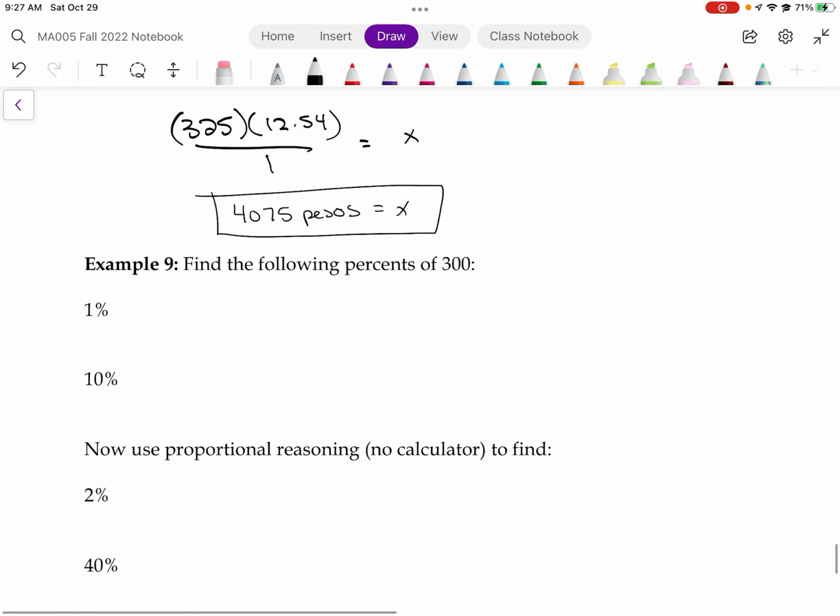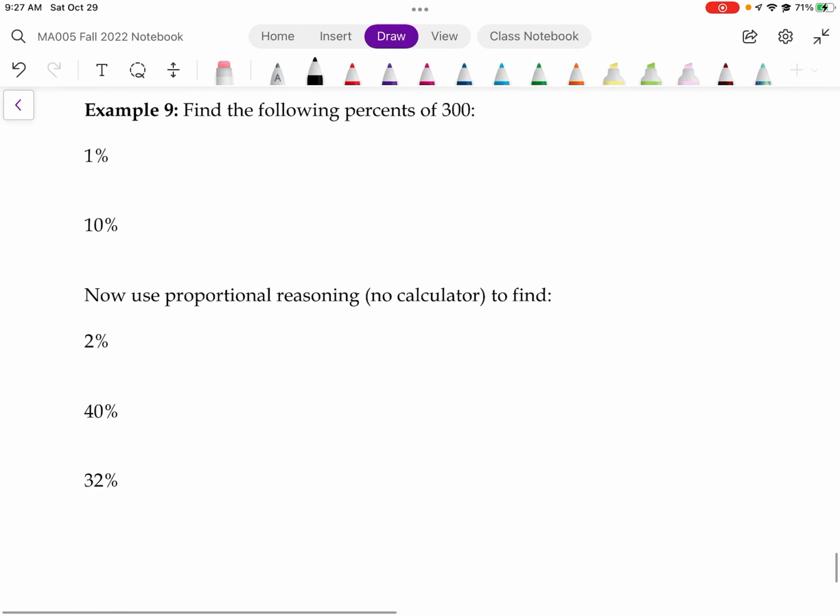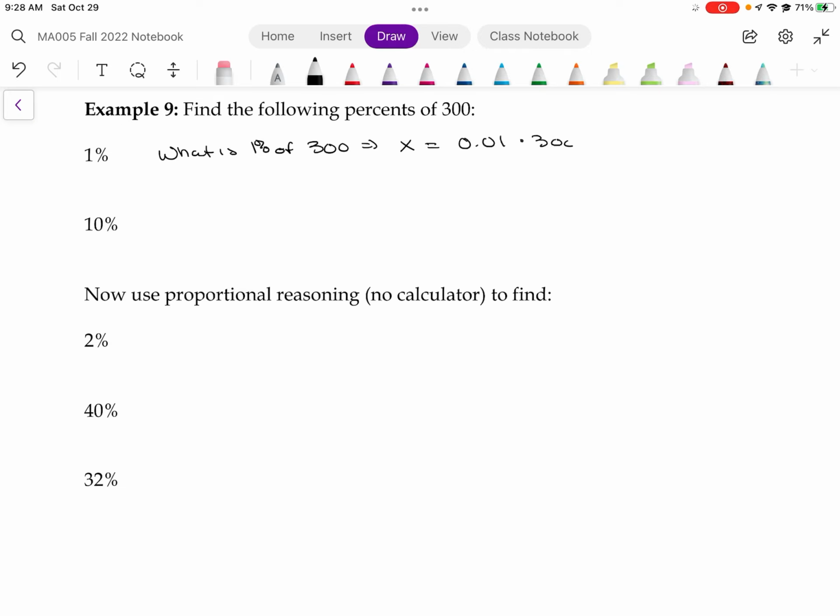All right. One last thing that we're going to talk about here, and that is finding percents using proportional reasoning. So you will see a problem like this in various places on the homework and maybe in the knowledge check. So find the following percents of 300. So 1% of 300. Well, that's going to be X. So how we do that is X is 0.01 times 300, and that's going to give us 3.